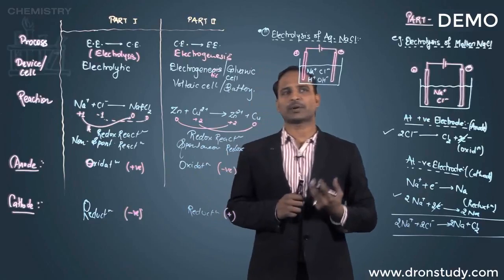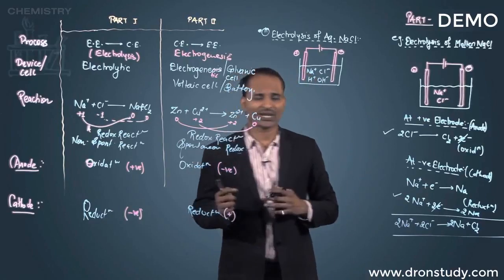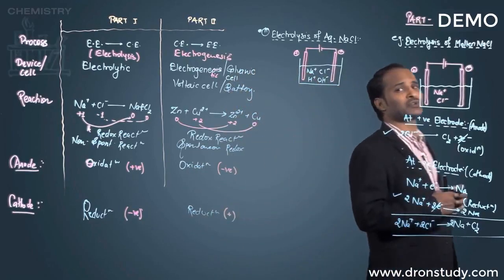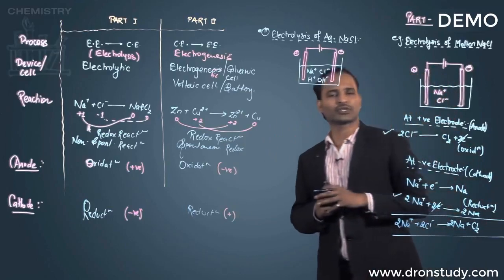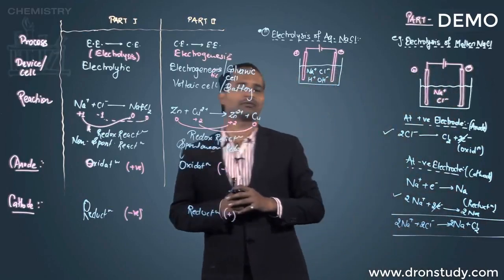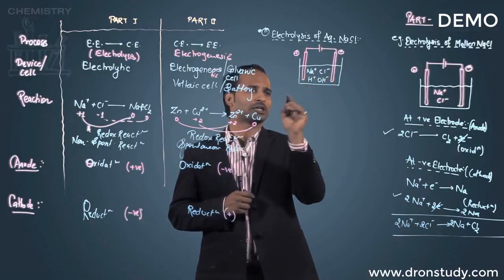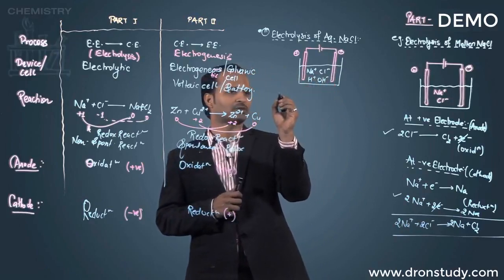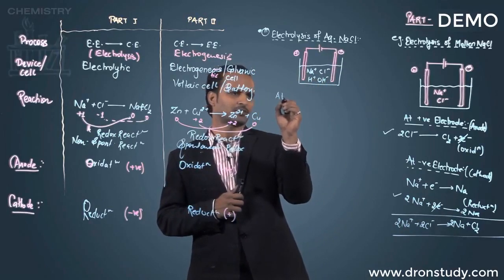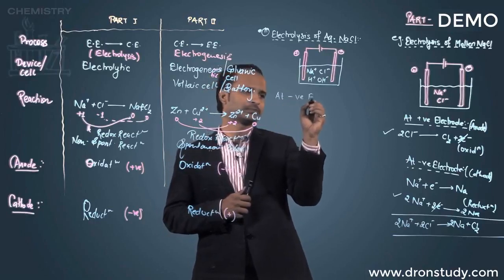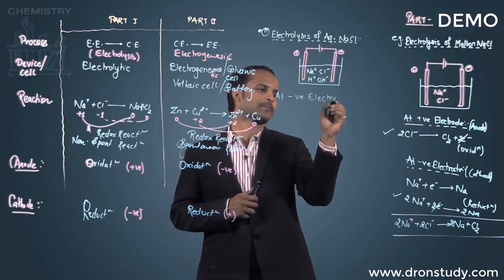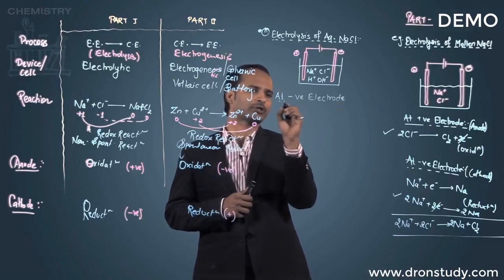Once I pass the electricity, again the ions will start migrating toward the opposite electrode. When these ions start migrating, what will happen? Let's see what will happen at the negative electrode. First I'm starting at the negative electrode.